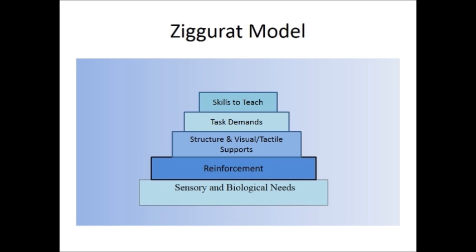Those using the Ziggurat model will have the tools to develop programming addressing sensory differences and biological needs, reinforcement, structure and visual supports, task demands, and skills to teach. The model is hierarchical in that all areas must be addressed in order, with sensory differences and biological needs foundational and skills to teach the last consideration. We are often tempted to start with teaching skills when it is actually more important to deal with the lower levels of the model first.